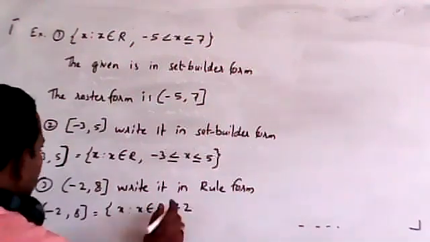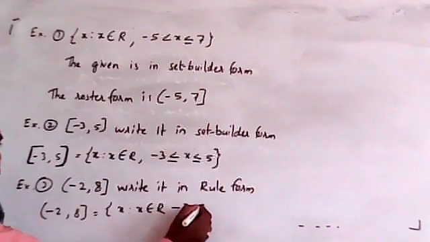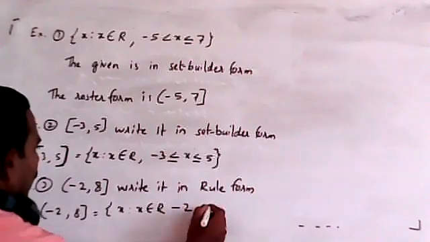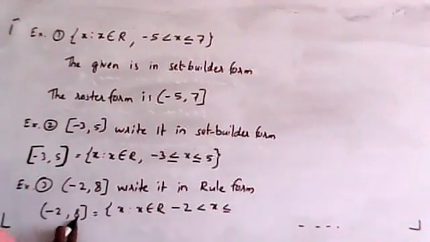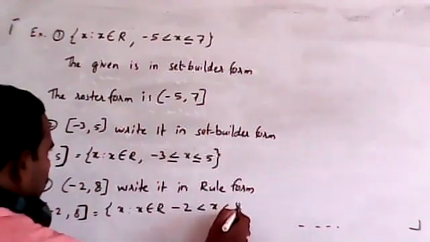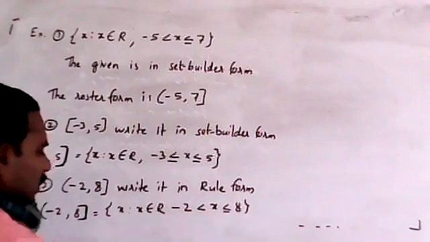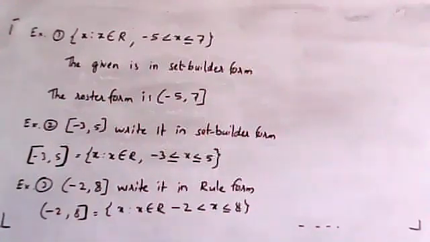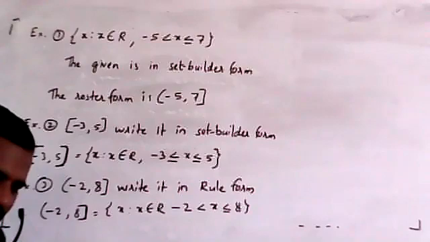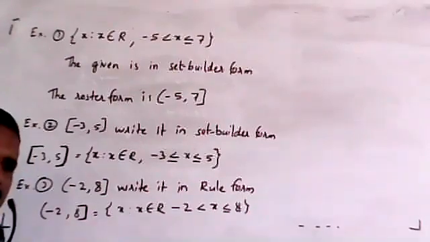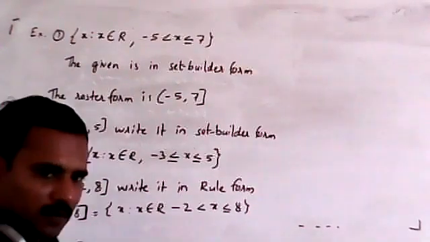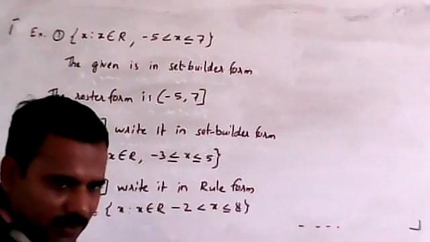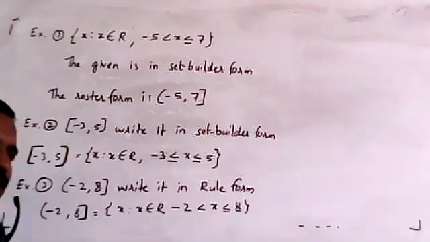Here, minus 2 has an open bracket, so I will use only less than. But 8 has a close bracket, so I will use less than or equal to 8. How many have written the same? They are correct. Almost all have a good understanding. Very good, everybody.